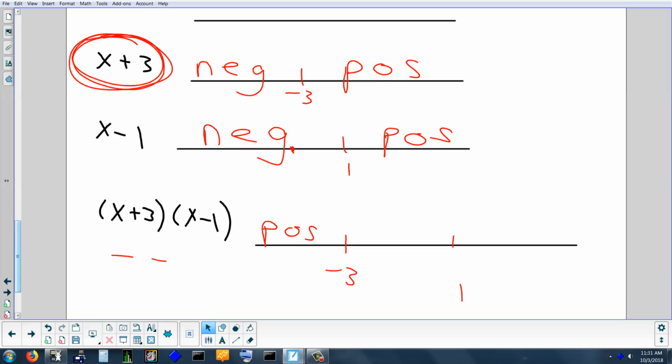Between -3 and 1. So -3 is here. 1 would be to the right of it. What section are we in on the top number line?